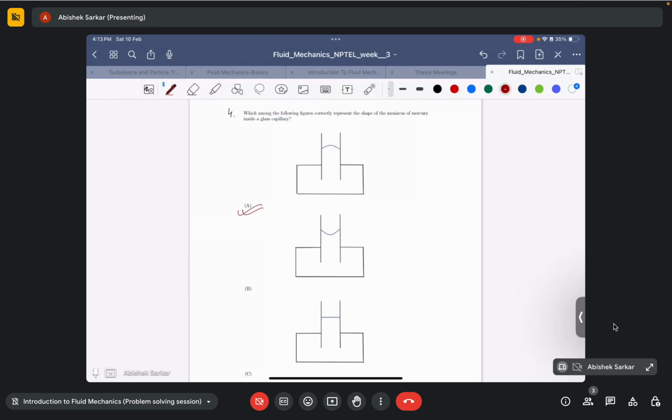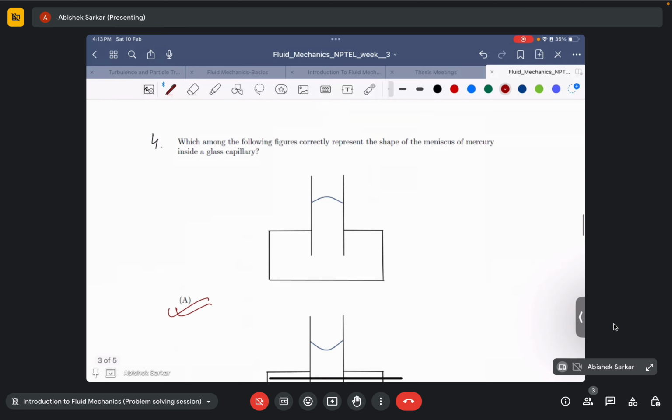Sir, in mercury, the adhesive force is lesser than the cohesive force, and the angle obtained with the meniscus is obtuse. Yes, absolutely correct. They're actually correlated, because the adhesive forces between the mercury molecules and the glass are lesser than the cohesive forces between the mercury molecules. That's why the meniscus formed by mercury in a glass capillary is at an obtuse angle.